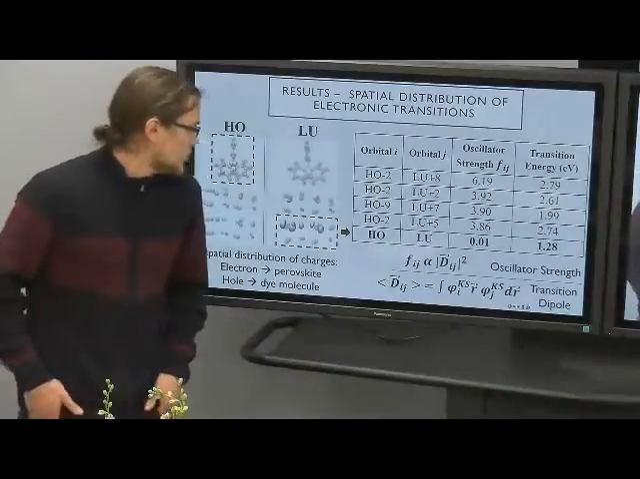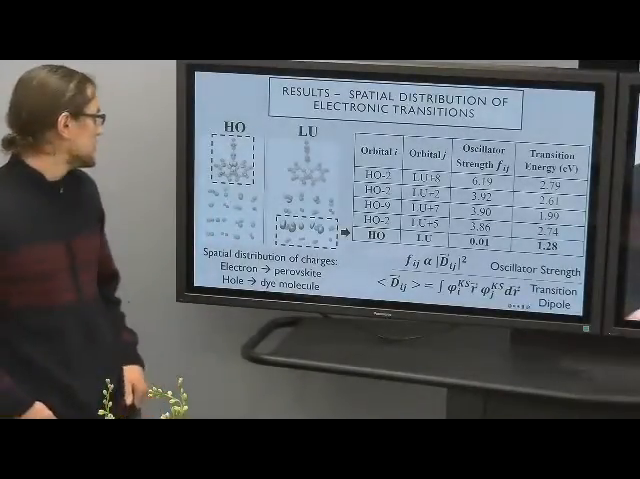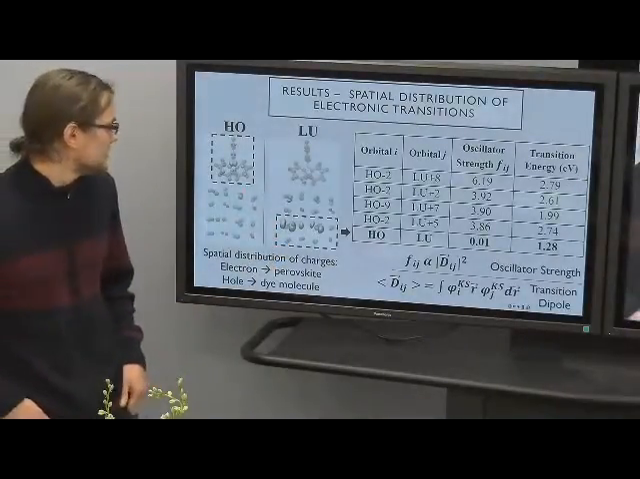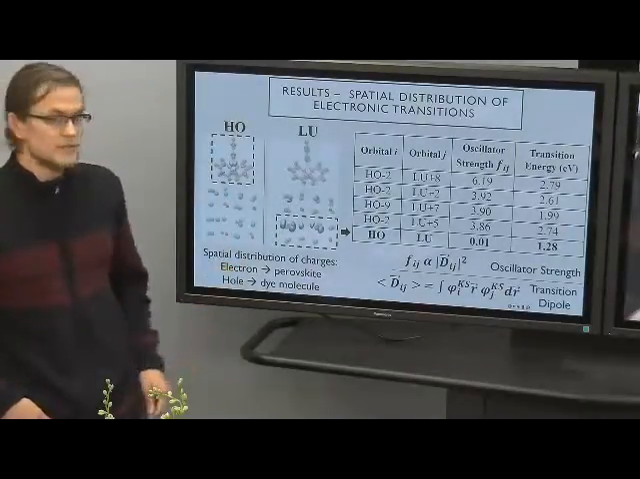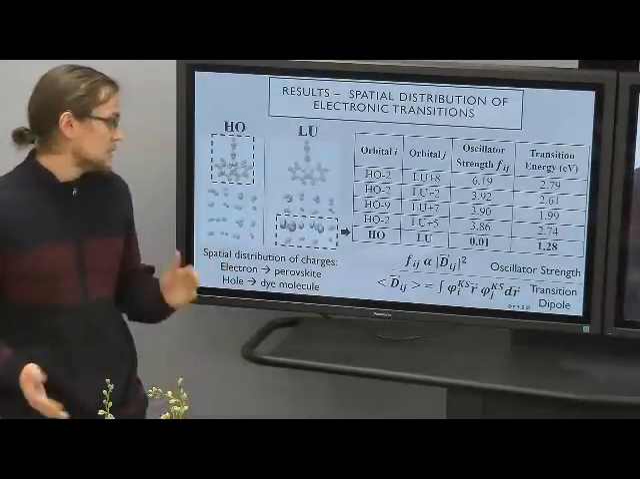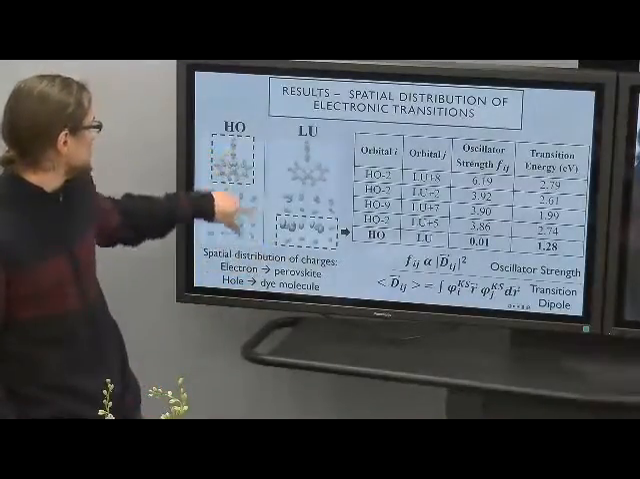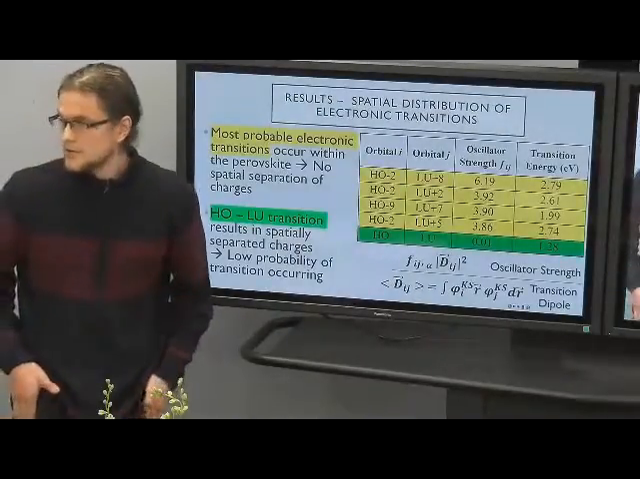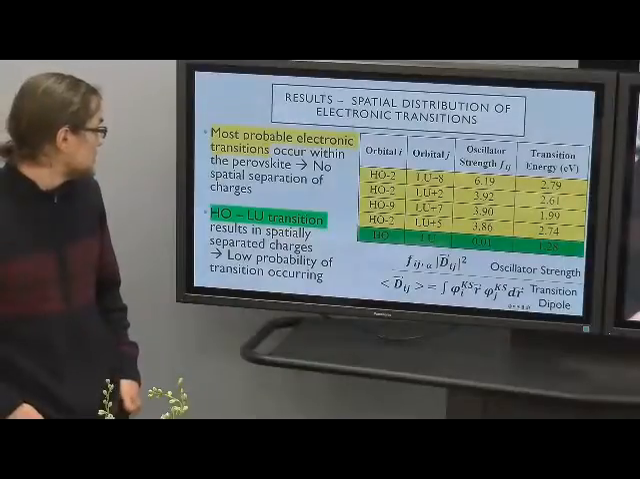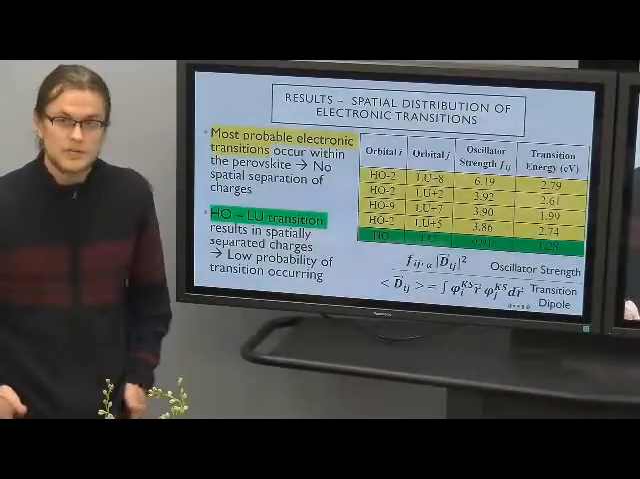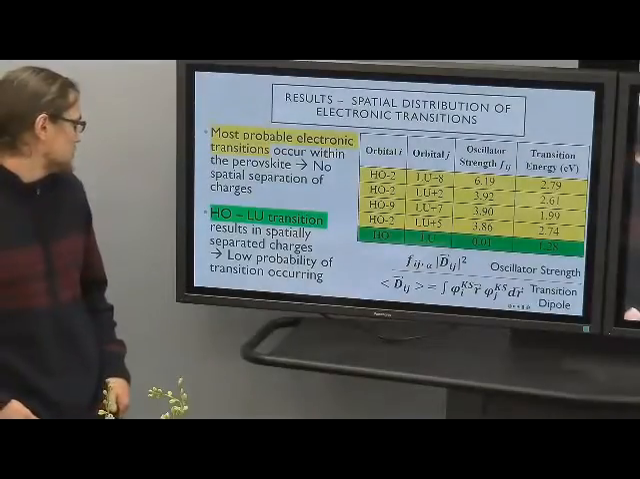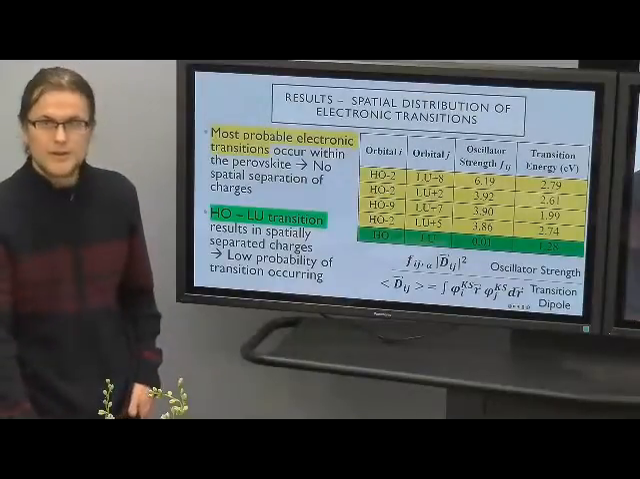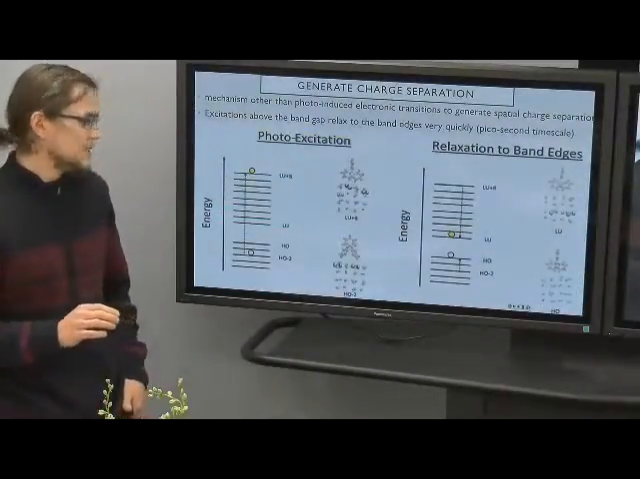But then if we look at states that do produce spatial separation of charges, like our HOMO and LUMO state here, where the electron would reside on the perovskite and the hole would reside on the HOMO, we do get charge separation there, but it has a very low probability of occurring because there's not much spatial overlap between the orbitals. They're on different sides of the materials, basically. To summarize, the most probable photo-induced electronic transitions occur within the perovskite, and they don't produce charge separation. While the transitions that do result in spatially separated charges have a very low probability of occurring. So we have to consider a different method to get spatially separated charges.